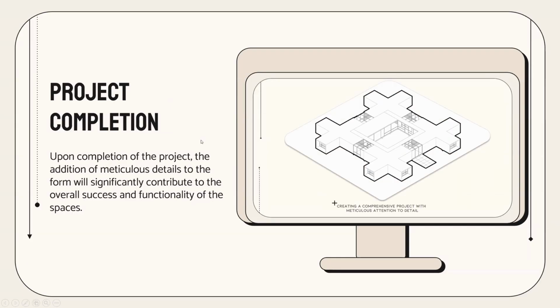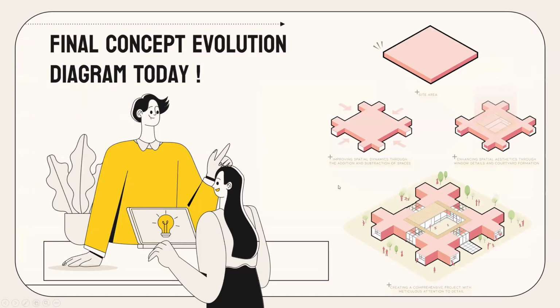In the final stage, the design is completed with the finer details that enhance the overall usability and quality of the spaces. Lastly, the concept evolution diagram shows the full design process using a monochromatic palette of orange and yellow, highlighting the journey from concept to final form.